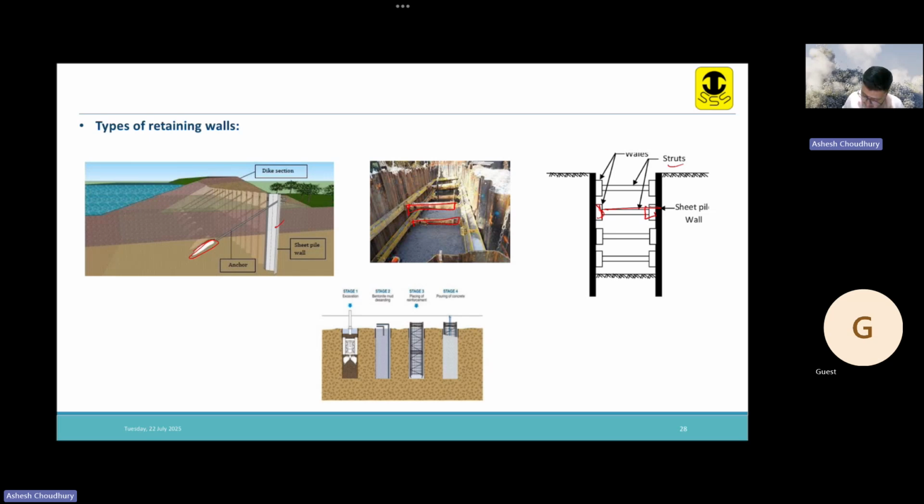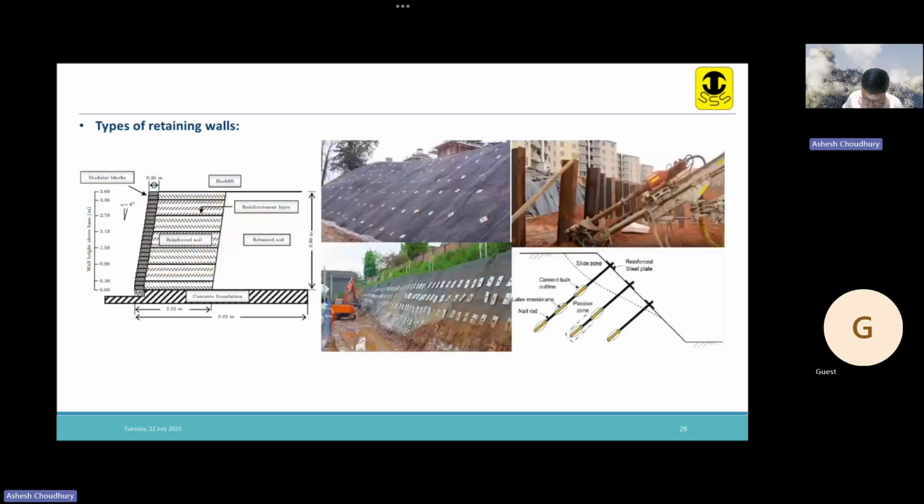These are generally built with a top down or bottom up approach. I think it's top down only. We keep on excavating the soil and keep on pushing the sheet piles into the soil again and again. Then we have the reinforced.